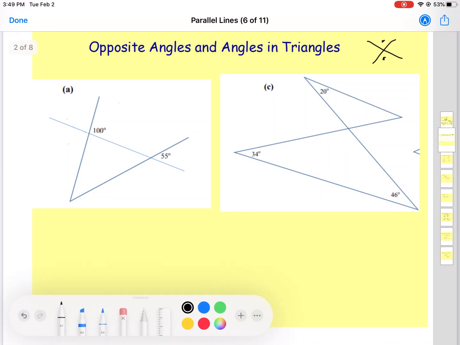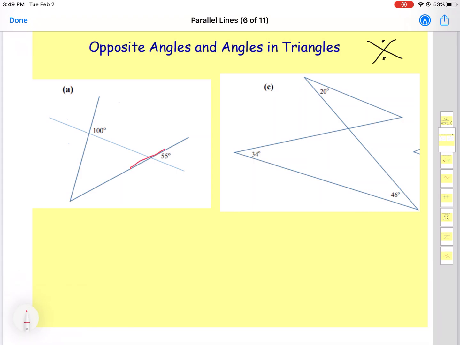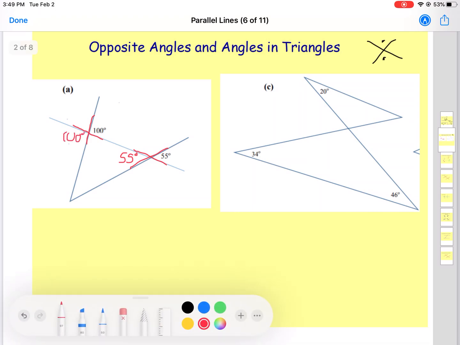So for diagram A, we have got an X here on the right hand side, and we have an X on the left hand side. So I've marked those diagrams on there because that's the only bit we're going to focus on to get us started. So the one on the right hand side, 55 is opposite 55 down here. So that has to be 55. 100 is opposite this one over here. So that also has to be 100.